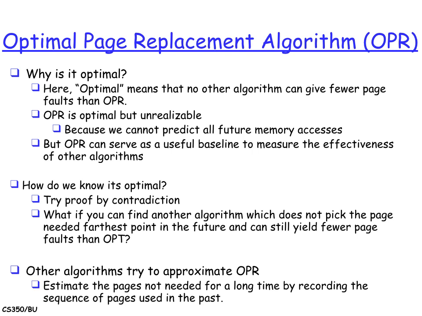Other algorithms try to approximate the OPR algorithm. Because we cannot have perfect knowledge of the future, some algorithms have other means of predicting which pages will not be needed for the longest time. So we'll be looking at other algorithms now to see how they approximate OPR.